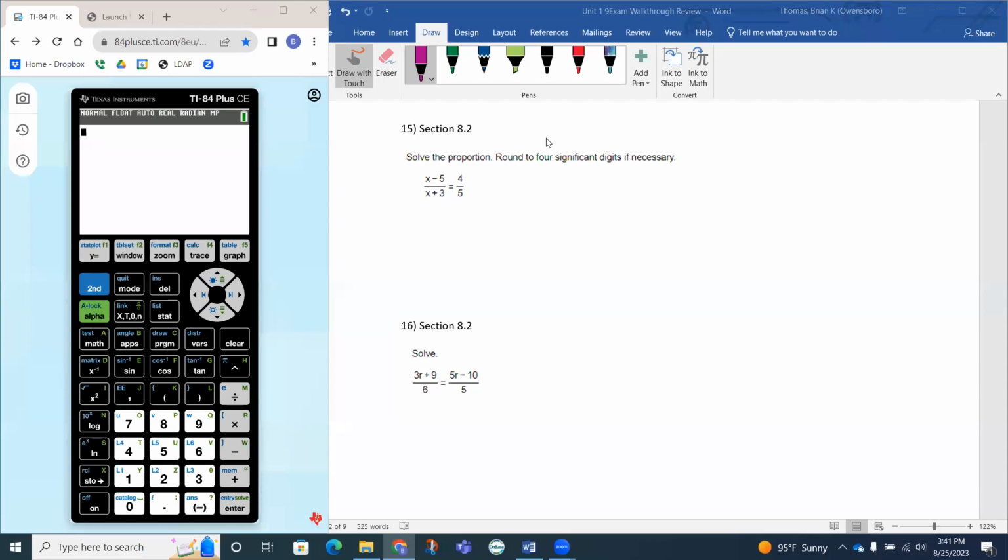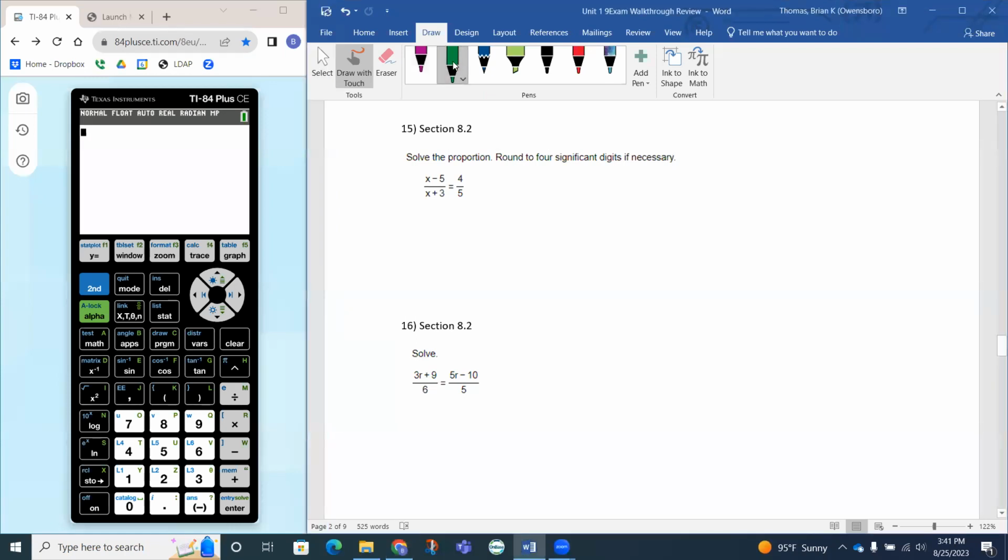So we're staying in section 8.2. We want to solve the proportion around to 4 significant digits if necessary. Let's see if we can play this out here. See if we know what they mean by 4 significant digits.